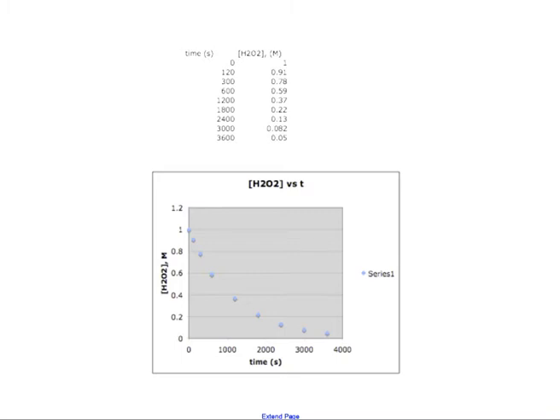Sure doesn't to me. What do we conclude from the fact that a graph of concentration versus time does not give a straight line? We can conclude that it is not zero order. Because if it were zero order with respect to hydrogen peroxide, we would have a straight line with a negative slope. So let's try another.